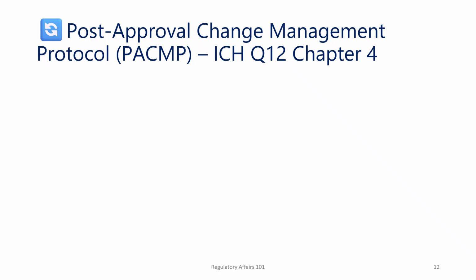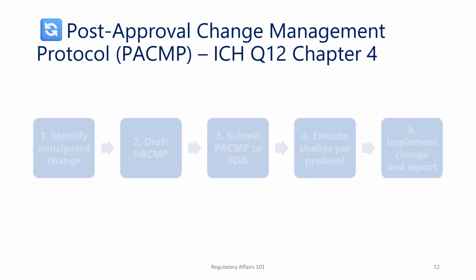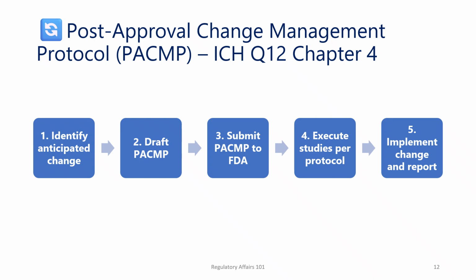A post-approval change management protocol, or PACMP, is a pre-agreed plan for a future change. It outlines the studies, acceptance criteria, and reporting category. If the protocol is followed exactly, the change may qualify for a lower reporting category such as CBE 30 or even annual report. The trade-off is strict adherence, no deviations allowed.